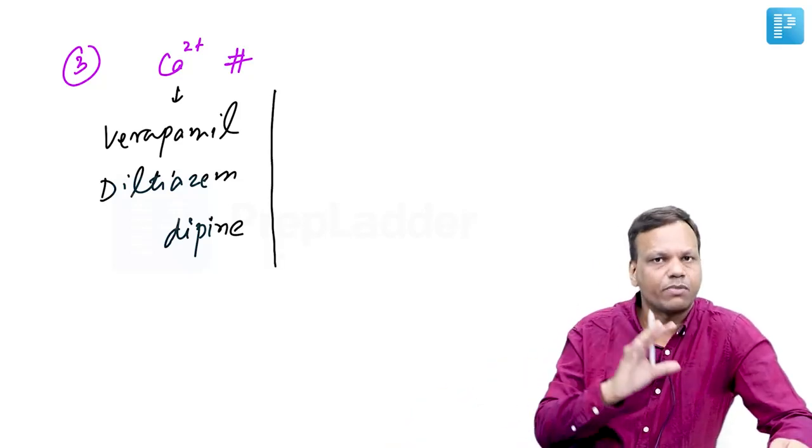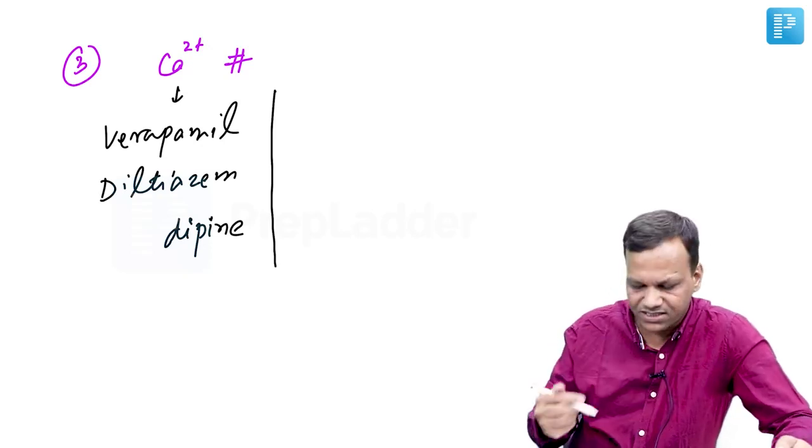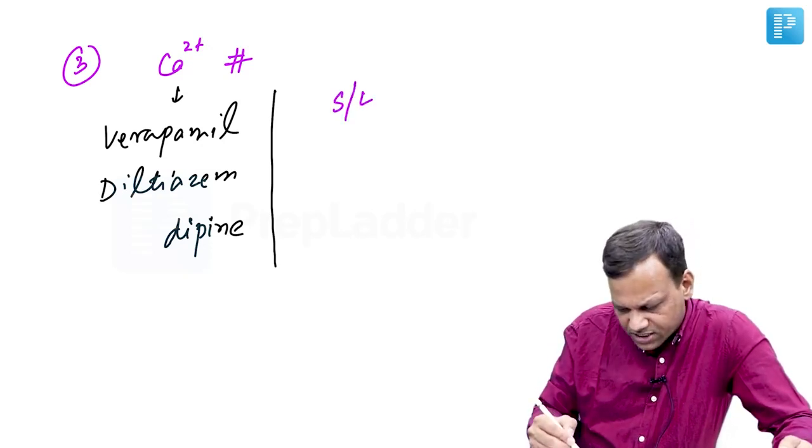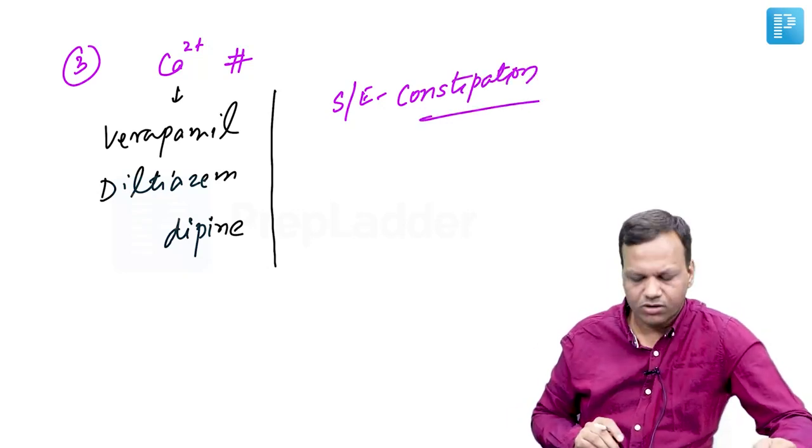Special point to remember, these are blocking calcium channels. So by blocking calcium channels in the GIT, they can decrease peristalsis. So the main side effect of these drugs is constipation. They can cause constipation, a side effect of calcium channel blockers.